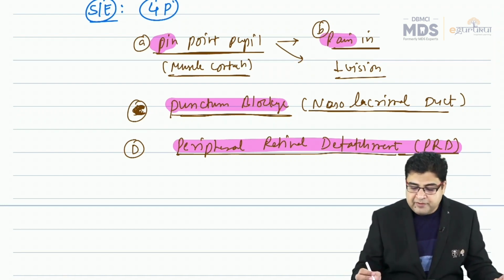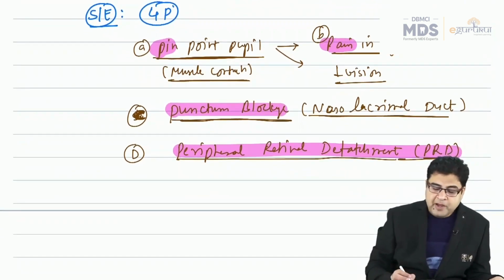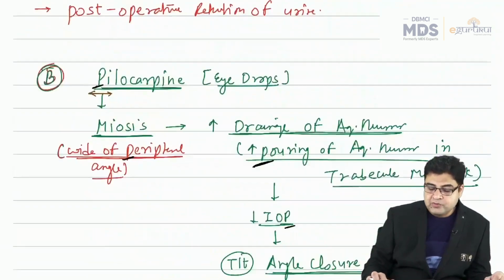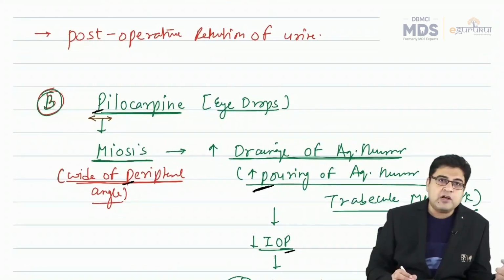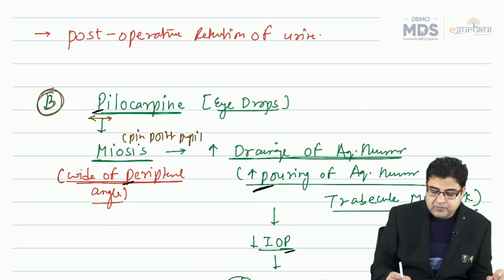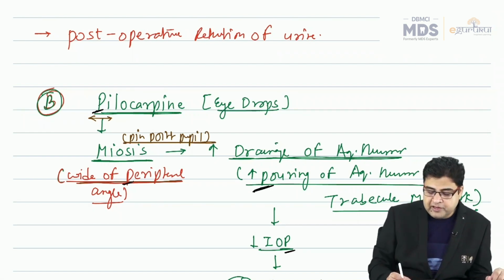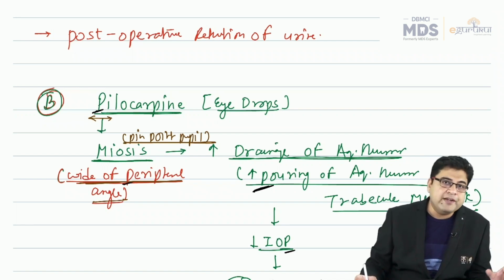So how many P's have we covered regarding pilocarpine? It's an important drug for your exam. You can remember 6 or 7 P's regarding this medicine. What are all the P's? First is pilocarpine, starting with the alphabet P. This medicine will make your pupil pinpoint, and pinpoint pupil means miosis. Because the pupil becomes pinpoint, what happens to the peripheral angle? The peripheral angle becomes wide.